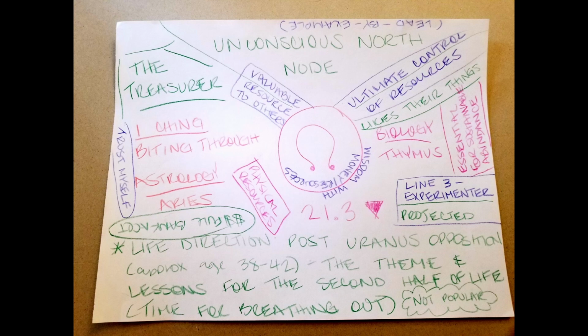Next, we have the unconscious south node, and it represents where we came from, the first half of our life themes, the time for breathing in, and that for me is gate 48.3, and it's all about, the gate is called the gate of depth.